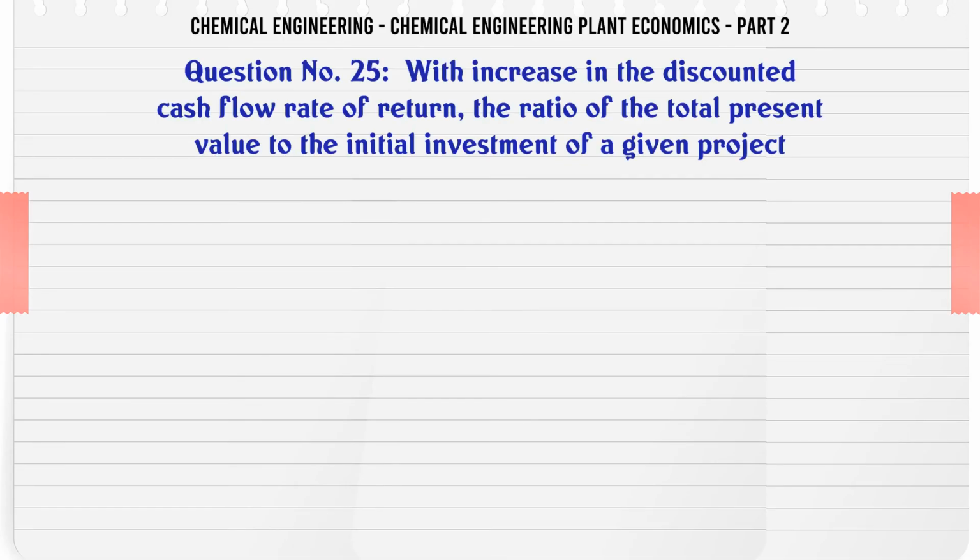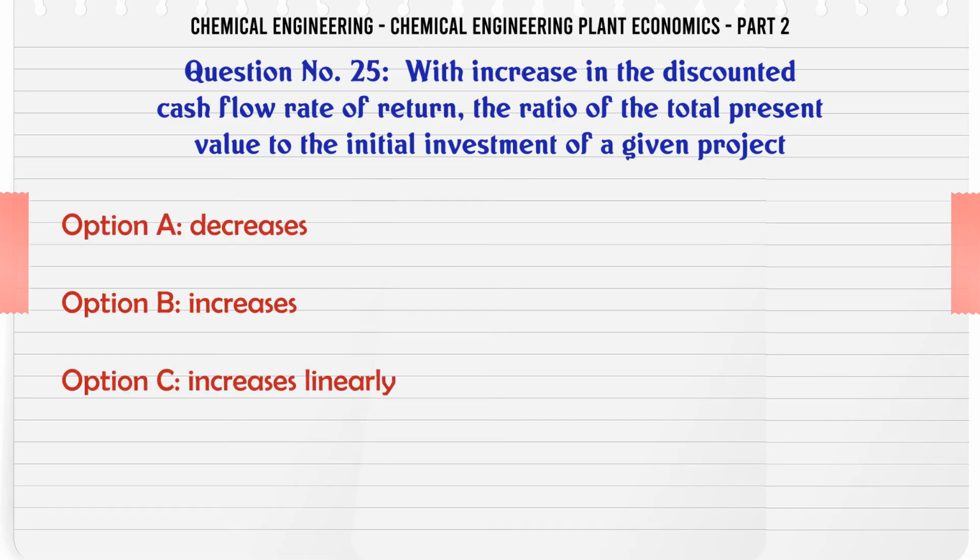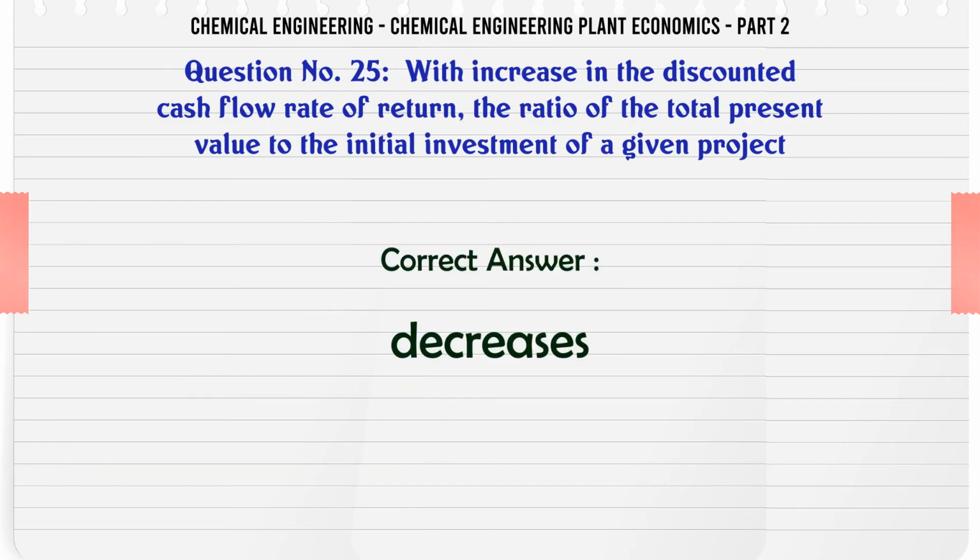With increase in the discounted cash flow rate of return, the ratio of the total present value to the initial investment of a given project A. decreases, B. increases, C. increases linearly, D. remains constant. The correct answer is decreases.